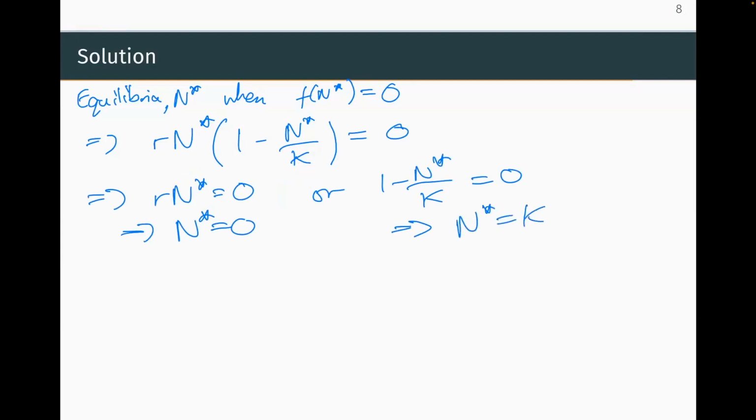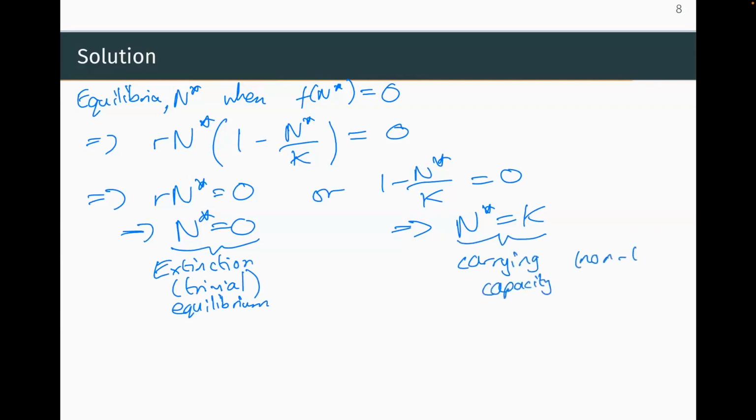And just as before, we refer to this first one, n star is equal to 0, as being an extinction or trivial equilibrium. Trivial because everyone's dead, then nothing happens. Whereas here, this n star is equal to k, this is our carrying capacity, or non-trivial equilibrium.